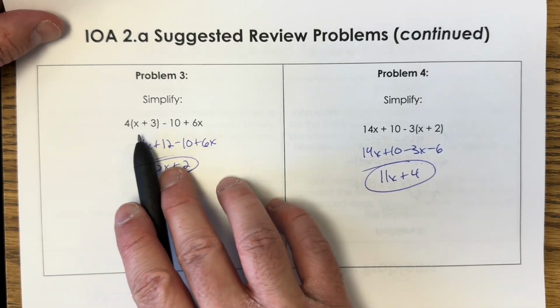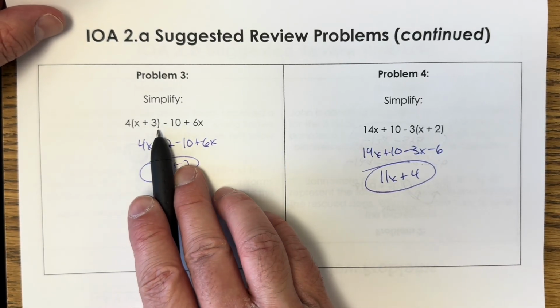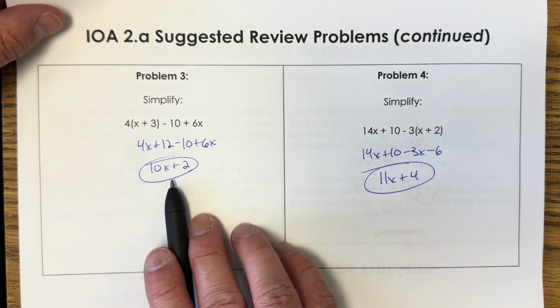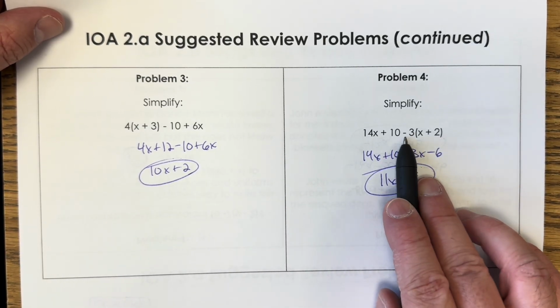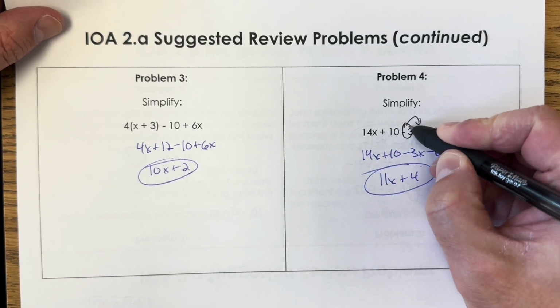Problem 3, same thing. The only distributive is the 4 to the x and the 3, and simplify and solve, or simplify. Same here. Be careful here. We have to distribute the -3. The -3 is what distributes.